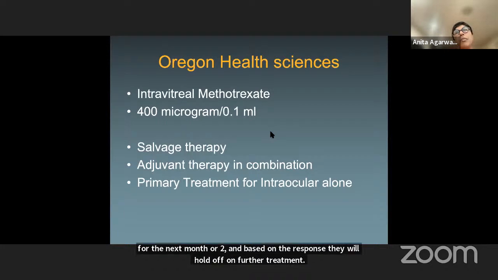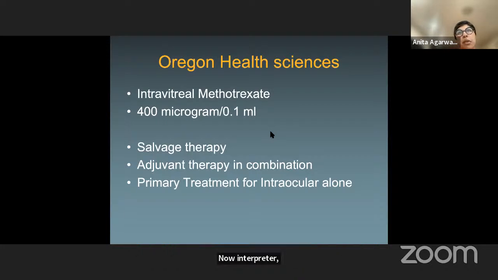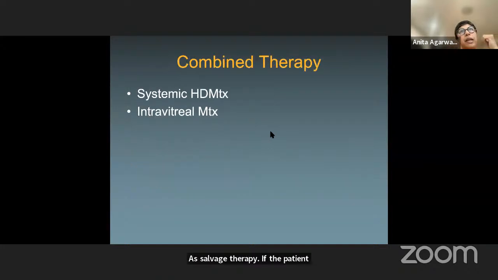Now, intravitreal methotrexate is used as a primary treatment if the eye alone is involved. It can be used as adjuvant therapy along with systemic chemotherapy when both the eye and brain are involved, and of course can also be used as salvage therapy if the patient develops recurrence of the tumor. The combined therapy involves high-dose methotrexate and intravitreal methotrexate.